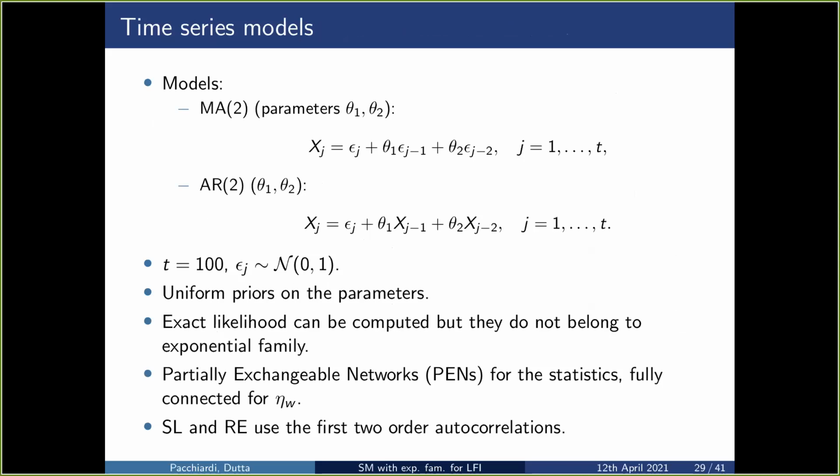And then we look into some time series models, like the very famous MA case, which a lot of people have already used before in presentations, and the AR scenario. And here we use the partially exchangeable networks, as pointed out in Wiqvist's recent works, where they show that this sort of neural network works very well in this scenario. And then we compare with the synthetic likelihood and ratio estimation. We point out that in these cases, we do not know what the optimum summary statistics are. So for those two, we just use the first two-order autocorrelations.